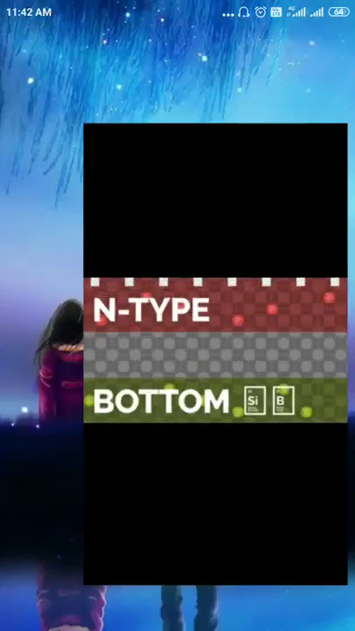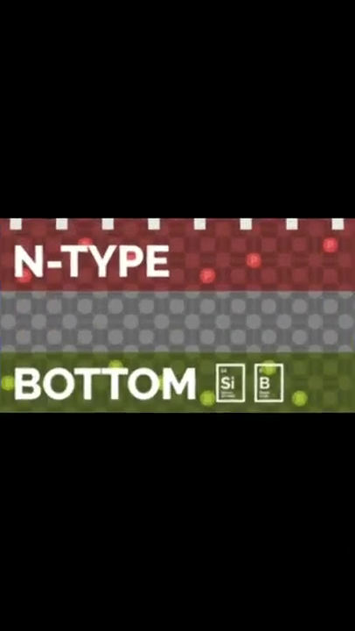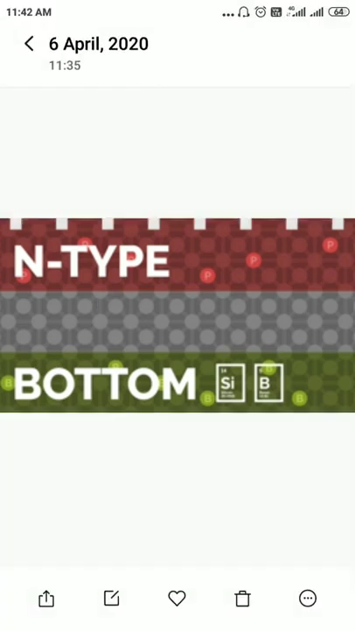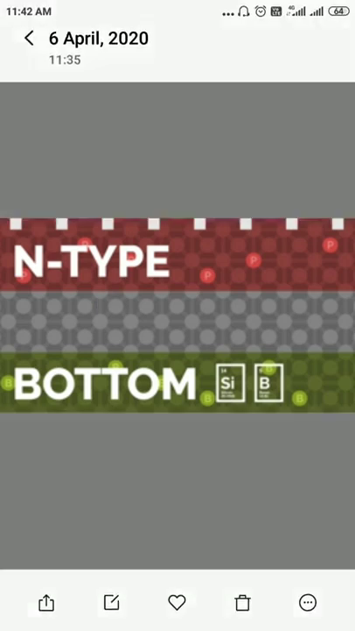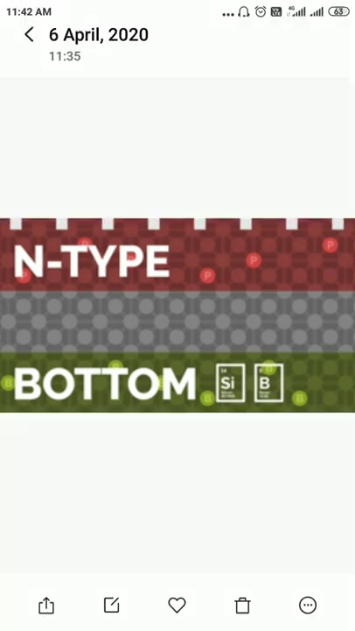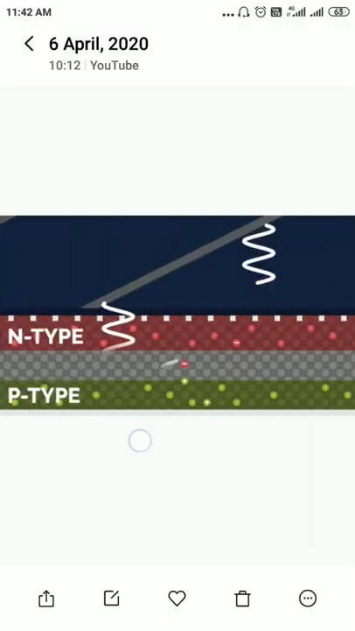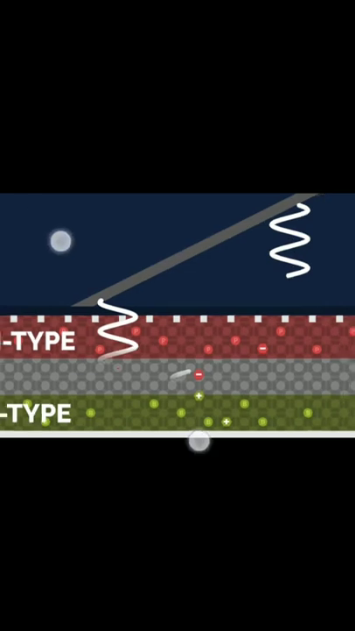Now we will move to the p-n type solar cell. In the construction of the solar cell, the upper layer consists of n type semiconductor, the lower layer consists of p type semiconductor, and between them there is a junction. The thickness of the n type is much less than the p type. The n type has phosphorus, and the bottom p type has boron. So this is a basic diagram.